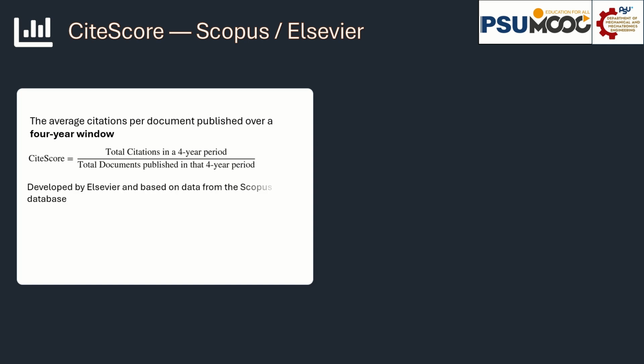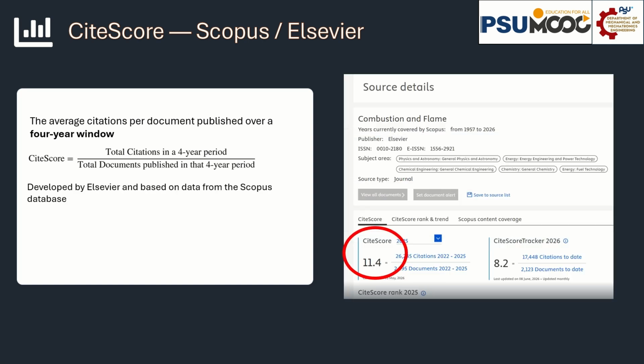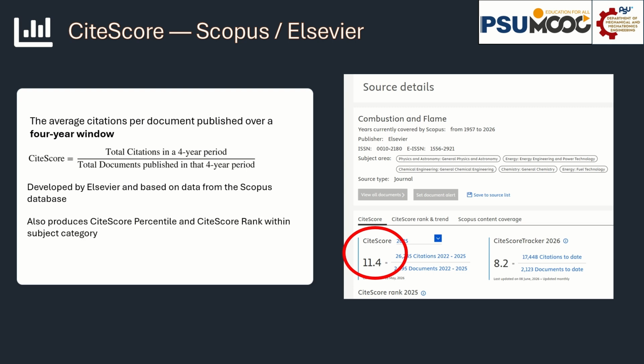It is developed by Elsevier using data from Scopus database. This also produces cite score percentile and cite score rank within a given subject category. This is absolutely free to access.